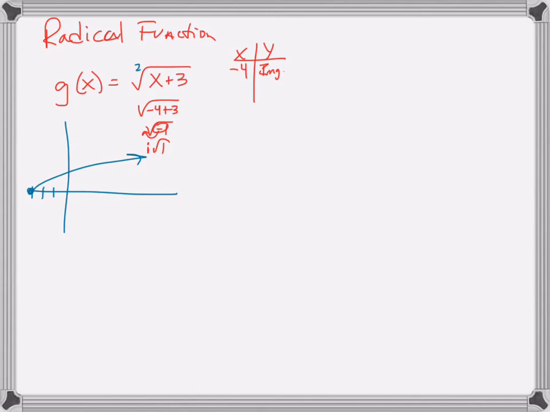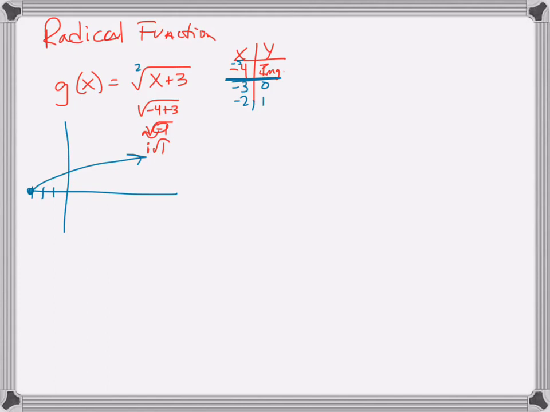But if I plugged in negative 3, for example, negative 3 plus 3 is 0. Square root of 0 is 0. 0 is okay. 0 can be under the radical. If I plugged in negative 2, that would give me the square root of 1, which is 1. So the only issue I have is this cutoff point right here. At negative 3, I'm okay, but at negative 4 or something smaller, like negative 5, I'm going to get imaginary answers, which I can't have.